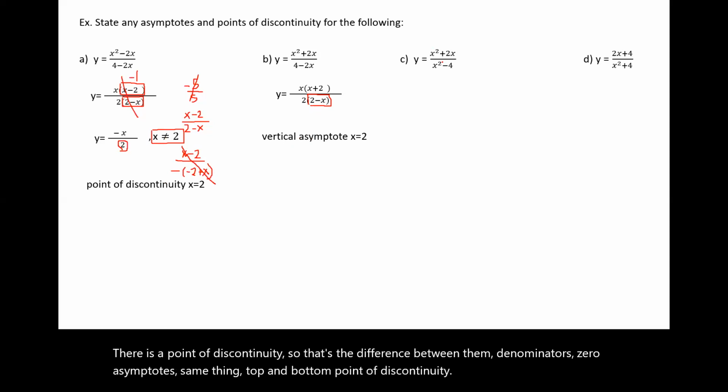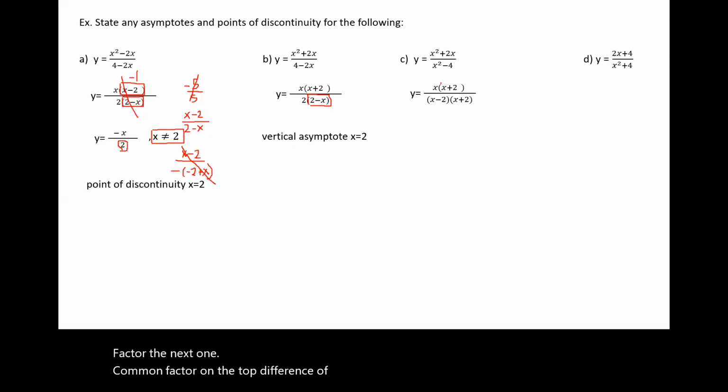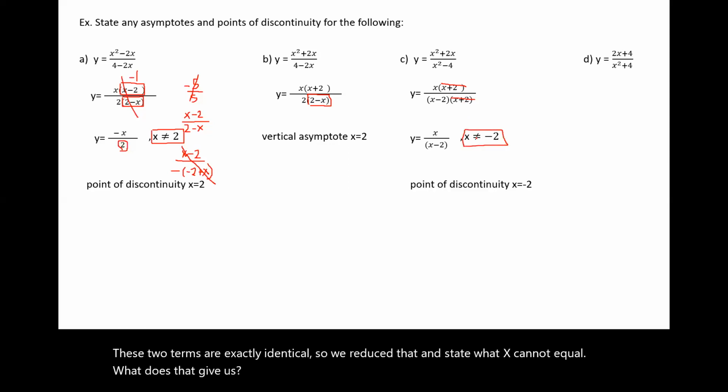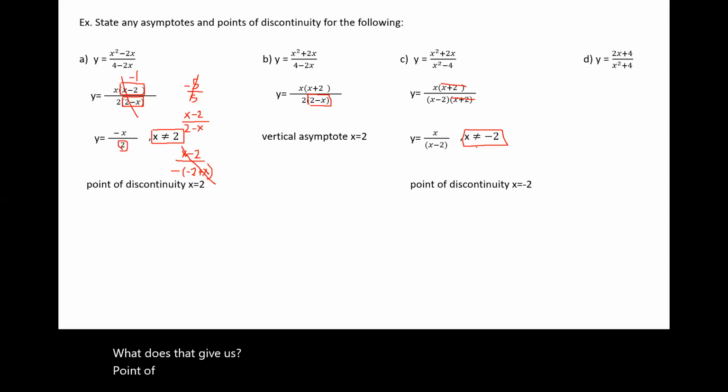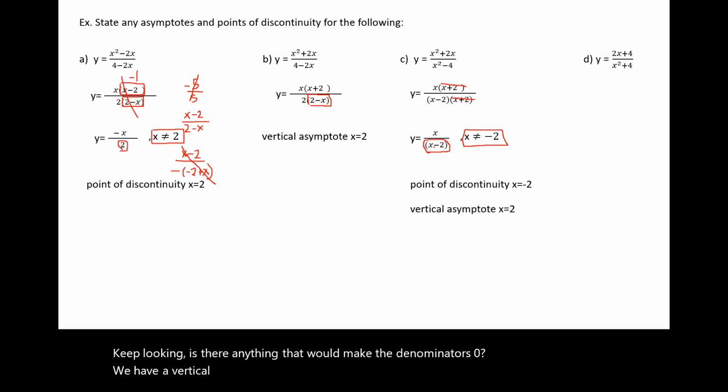Factor the next one. Common factor on the top, difference of squares. These two terms are exactly identical. So we reduce that and state what x cannot equal. What does that give us? Point of discontinuity at x equals -2. Keep looking. Is there anything that would make the denominator 0? We have a vertical asymptote at x equals 2.